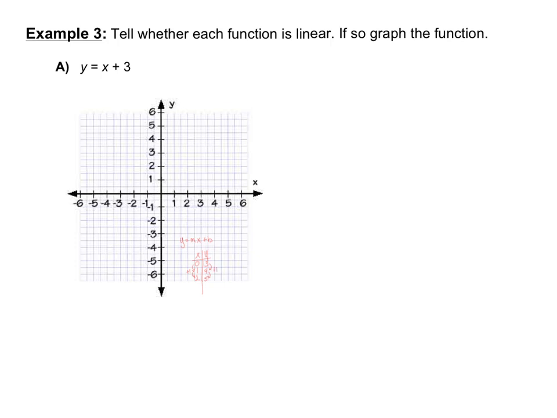And I can graph it to see that it forms a straight line. So 0, 3, 1, 4, 2, 5. And that pattern would continue. So again, it's linear, it's forming a straight line, it passes the vertical line test, so it's a function, so it is a linear function.